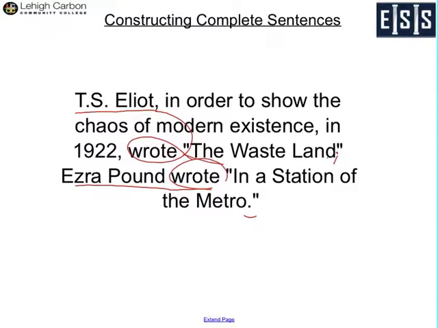Just be careful that you're not using semicolons where you could just as easily use a comma. Semicolons are really only for this kind of joining, and otherwise a comma works just fine. Always make sure that you're checking whether you've got a complete subject and complete verb to make a whole sentence before you start throwing semicolons in. That pretty much concludes our discussion of constructing complete sentences.